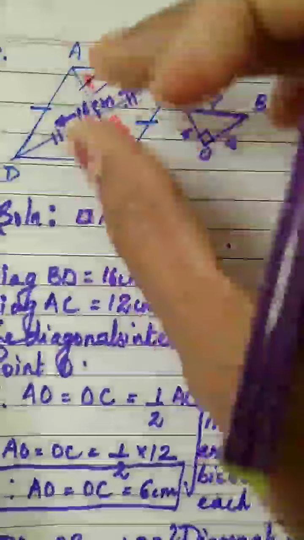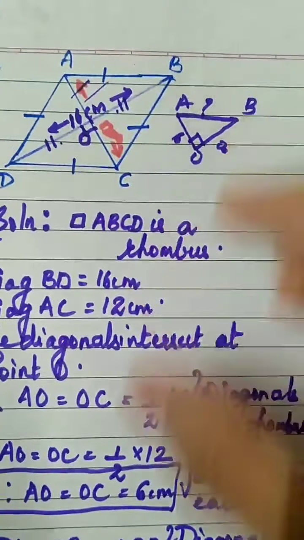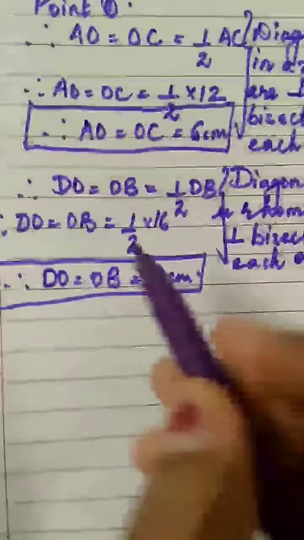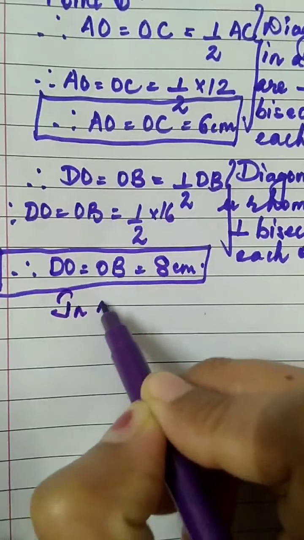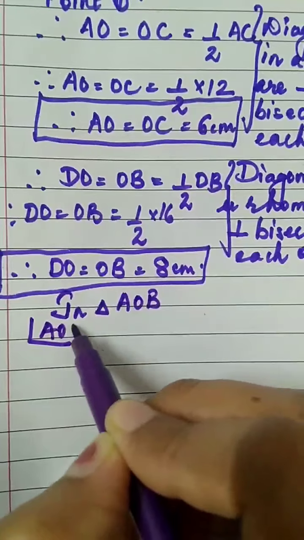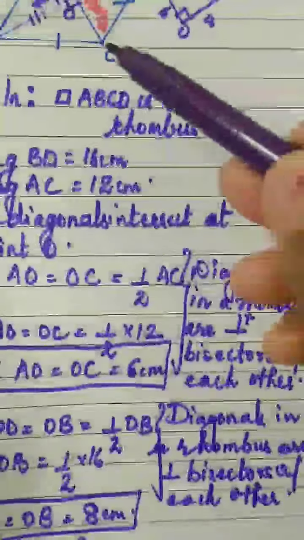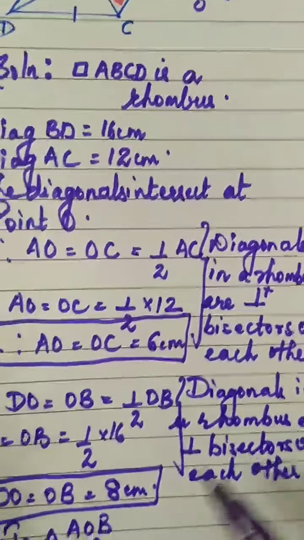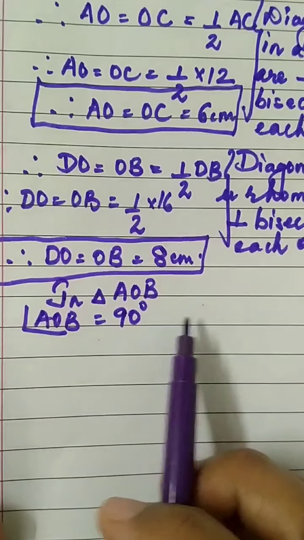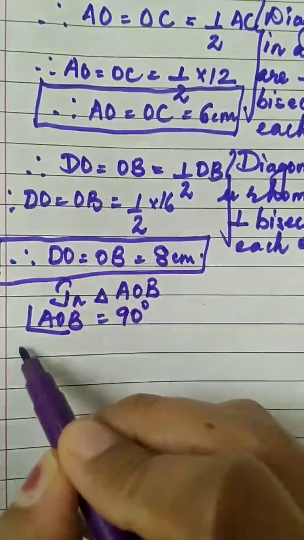Now let us start with the triangle. This triangle which I brought outside for you. What is the name of the triangle? AOB. So you will write, in triangle AOB, angle AOB is equal to 90 degree. Why? Because the diagonals are perpendicular bisectors of each other. No need of writing the reason again.